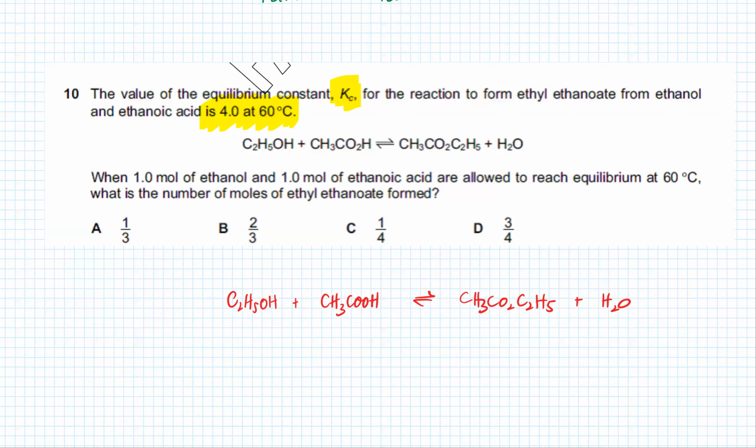अच्छा, khair, you've got this reaction going on and you've got your initial moles. Initial moles कितने हैं? Initial moles is that when 1 mole of ethanol and 1 mole of ethanoic acid are allowed to reach equilibrium. So initial moles are that you've got 1 mole of this and you've got 1 mole of this. ये 0 moles है. He did not add this. ठीक है, 0 moles of this. And there is 0 moles of this. अच्छा, those are your initial moles, ठीक है?